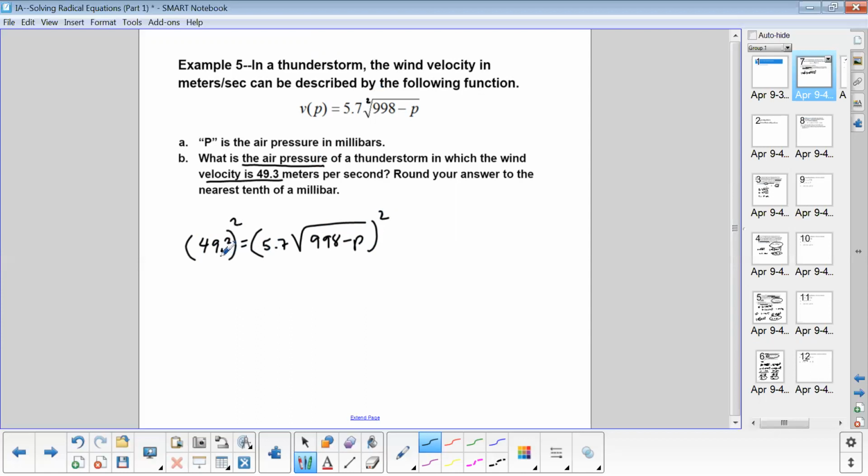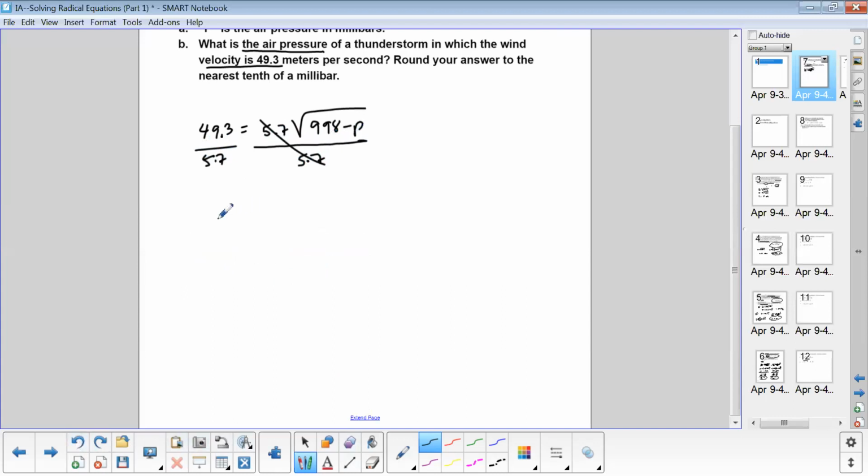And when you square, well, let me back up. I got ahead of myself. Before I square both sides, I do have this constant of 5 7/10. I'm going to go ahead and divide by 5 7/10 on both sides. So 49 3/10 divided by 5 7/10 should be about 8.649, which is equal to the square root of 998 minus P.